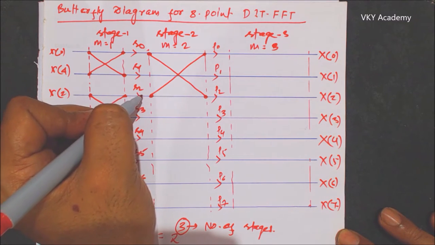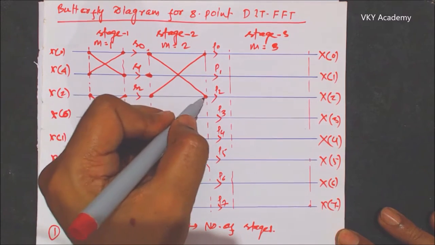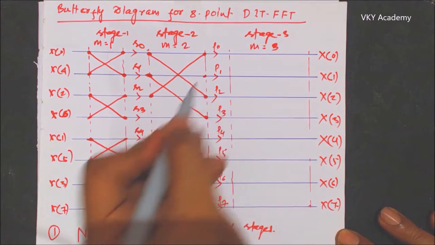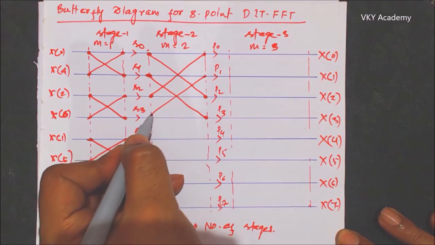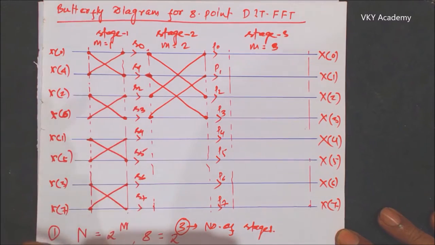Now next unengaged input is S1. So start from here, leave 2 points, join here. Again start from here and join here. So S0, S1, S2 and S3, all these 4 inputs are engaged.